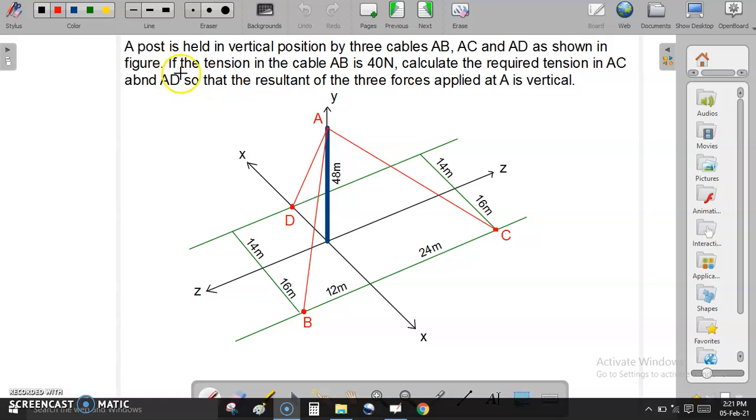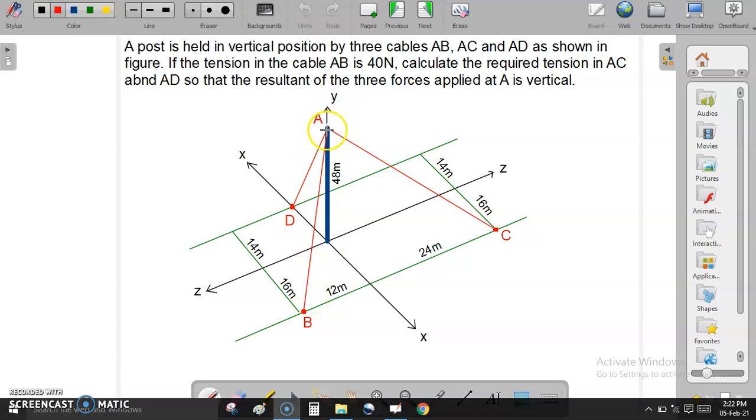Then if the tension in the cable AB is 40 Newton, calculate the required tension in AC and AD so that the resultant of the three forces applied at A is vertical. Okay, that means here in the question it is given the tension in the cable AB as 40 Newton. That is, the tension in this particular cable is 40 Newton and it is acting in this particular direction, that is from A to B.